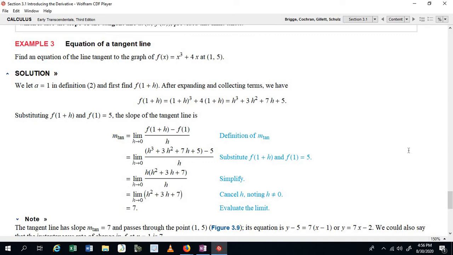Okay, so what I want to do now is just do an example where we use the alternative definitions. So let's look at example 3. In example 3, we want to find an equation of the line tangent to the graph of this function, x cubed plus 4x, at the point (1, 5). And I want to use the alternative definition of the slope of a tangent line to do this.